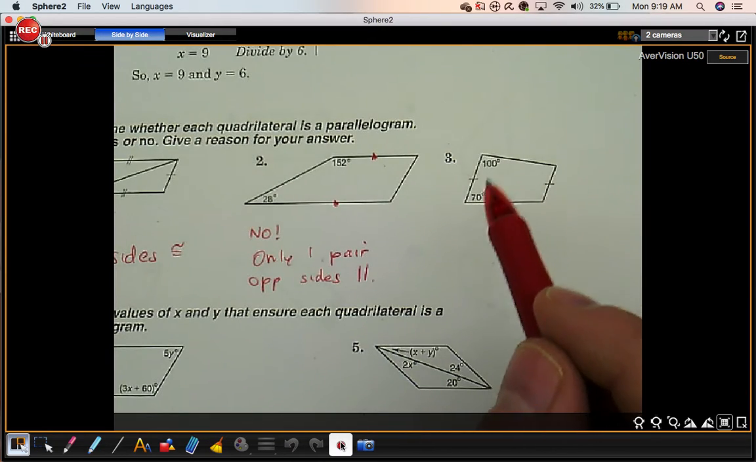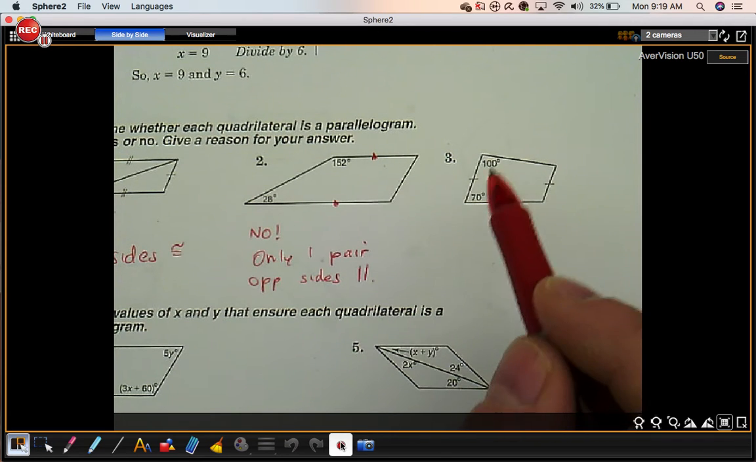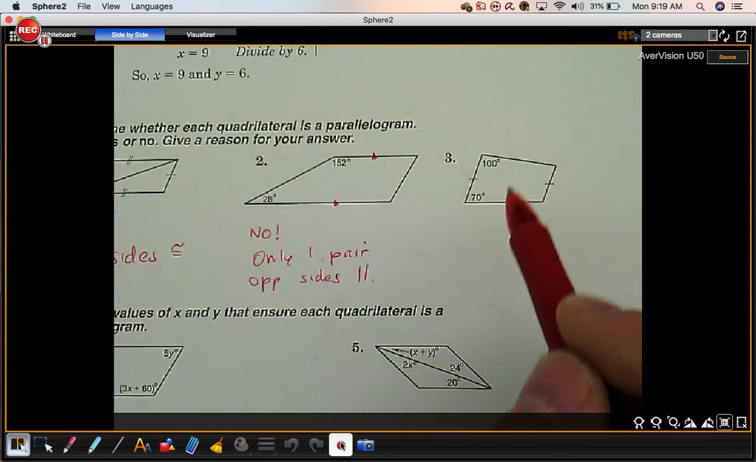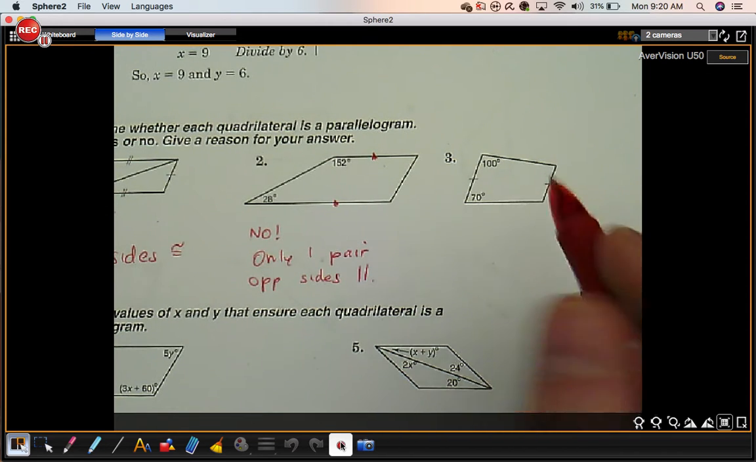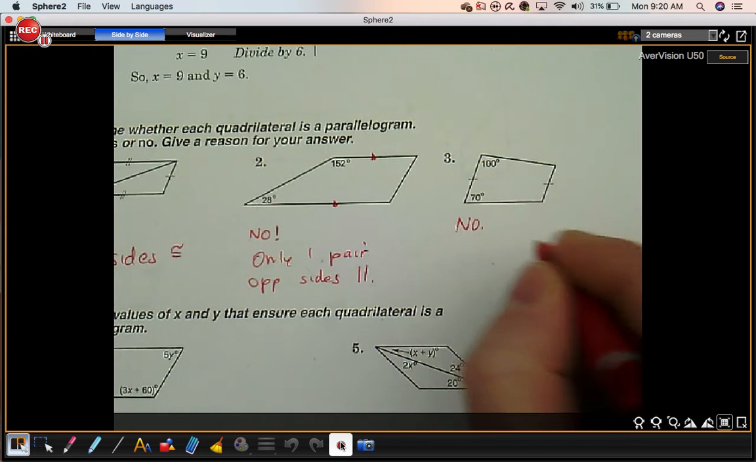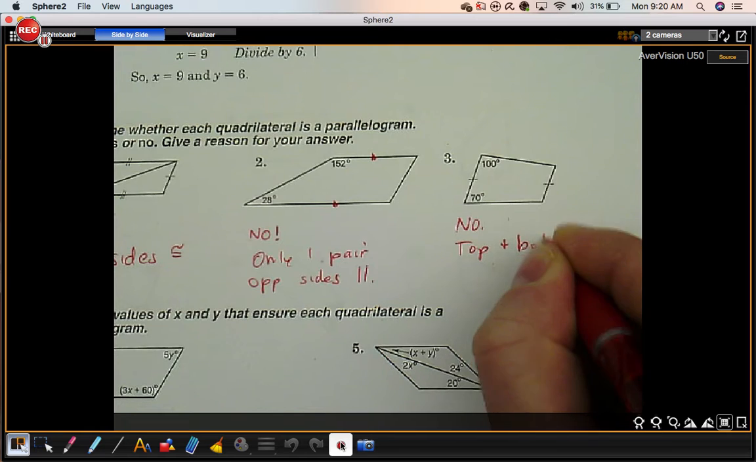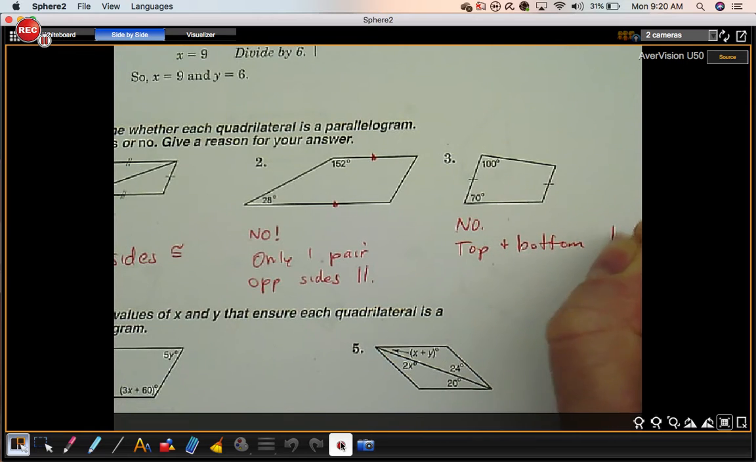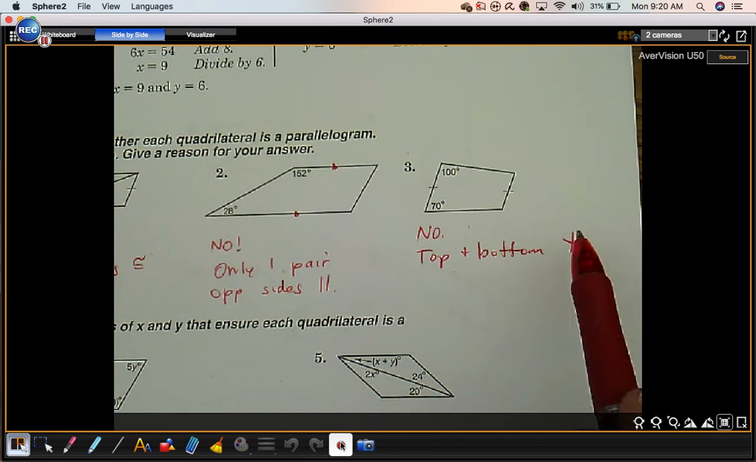Number 3, these two angles are consecutive interior just like these were, but these don't add up to 180. So that means these sides are not parallel. And if they're not parallel, then it's not a parallelogram. So I'll say top and bottom aren't parallel. I know that looks like a weird symbol, but the parallel mark looks like that. If you put a slash through it, it means they're not parallel.